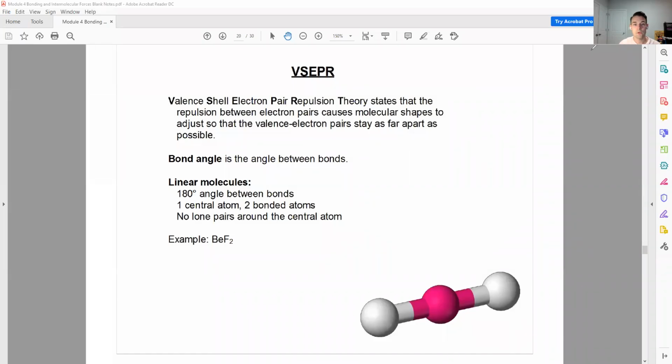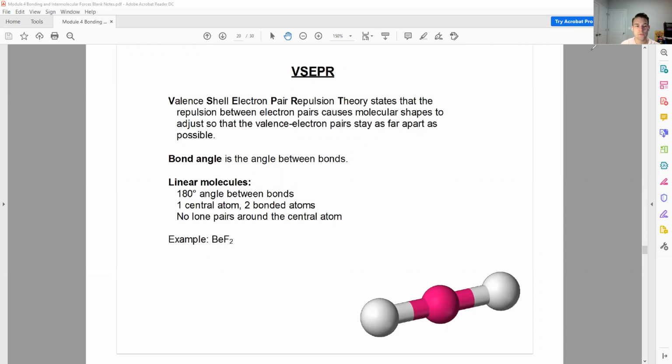Hello, everybody. Welcome to Module 4, Lesson 4. This is going to be the culmination of everything that we've done in the previous lessons. So we're going to take our Lewis dot structures, our polarity, and our intermolecular forces, put it all together, and talk about VSEPR and how all of these things relate.